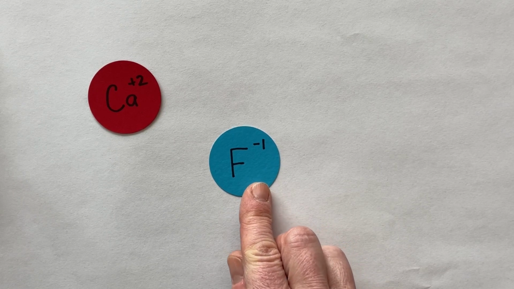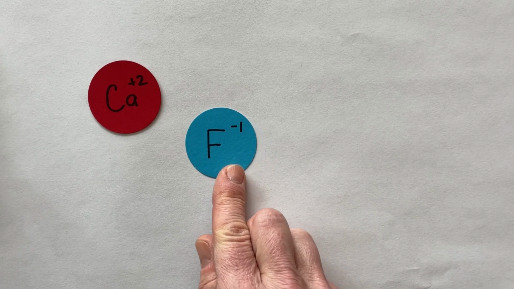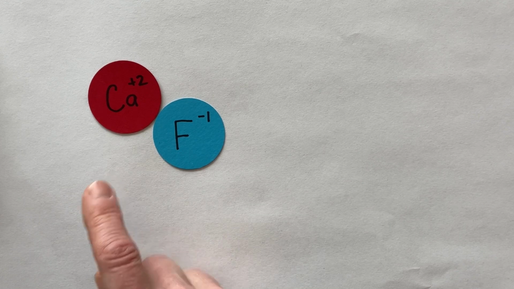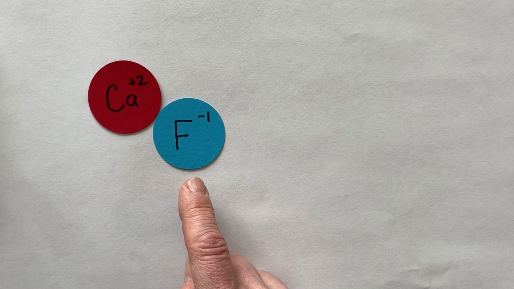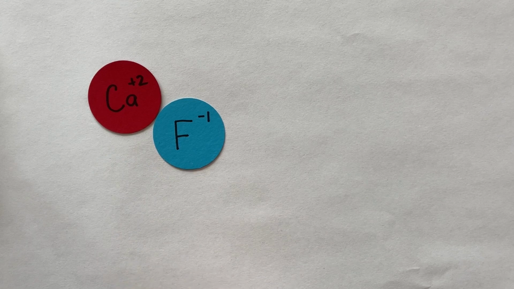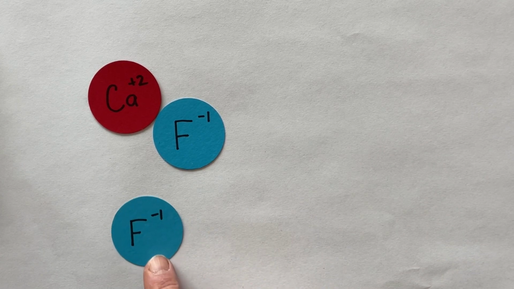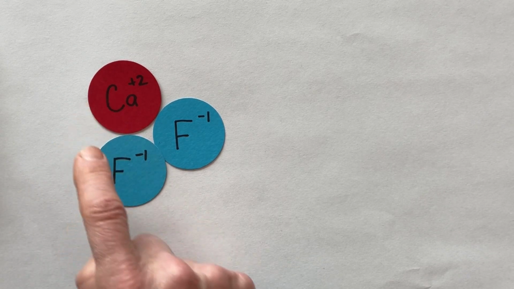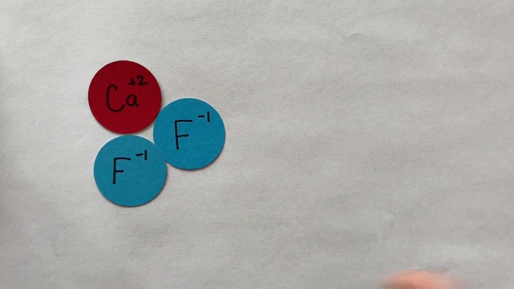So I need to add fluorides to my calcium until the overall charge on the compound is 0. I have 1 calcium and 1 fluoride at this time. +2 and a -1 do not add up to 0, so I will need to add more fluorides until my compound is 0. I've added 1 more. Now calcium 2+ and fluorides, each with a charge of -1, and there's 2 of them, will add up to 0 because +2 and -2 equals 0.